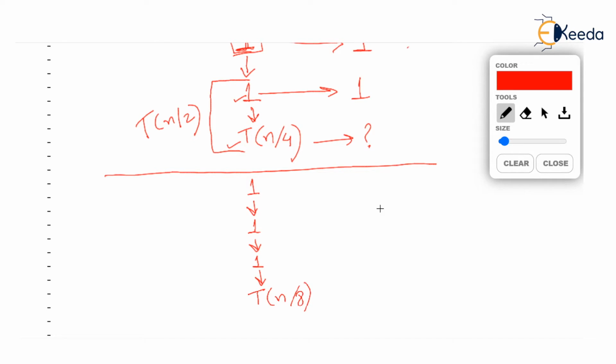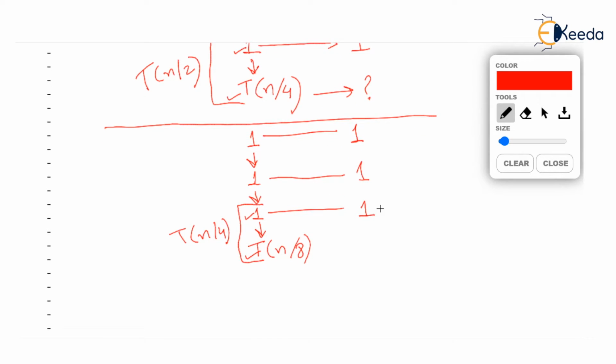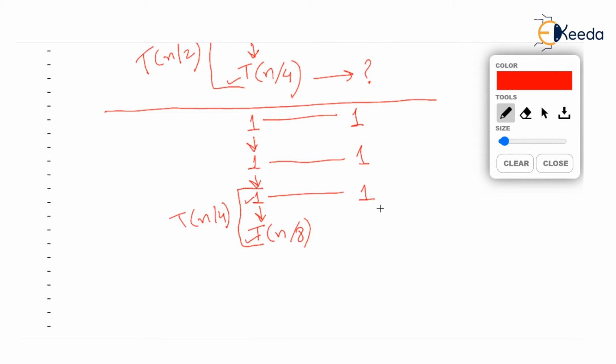Observe again that this portion which I am marking is nothing but Tn by 4. So Tn by 4 is Tn by 8 plus 1, and the cost of each level is 1. So this goes on, isn't it? This will go on and on: Tn by 16, Tn by 32, Tn by 64. But this tree must end somewhere. Now the question is, where will this tree end? This tree will end when we reach a leaf, such a node which does not have any child.